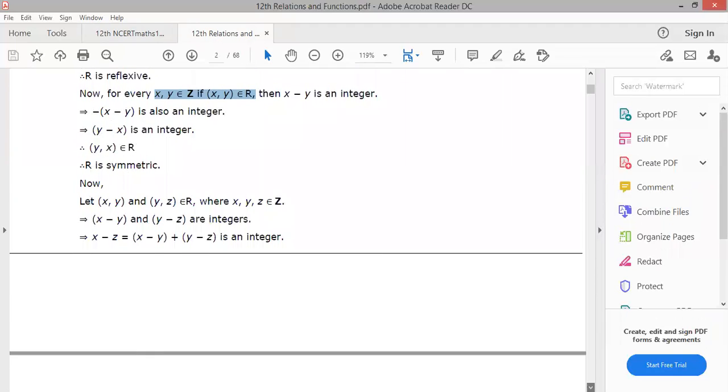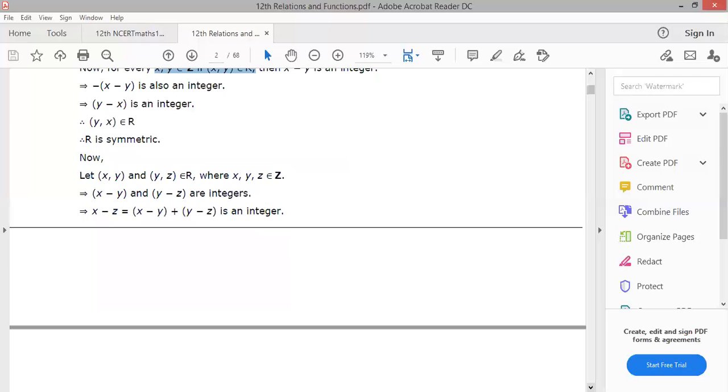Now we will check the transitivity of this relation. For that, we have to take three ordered pairs. We first take two ordered pairs, and we should check whether the third ordered pair that gets derived from these two ordered pairs belongs to the given relation or not.